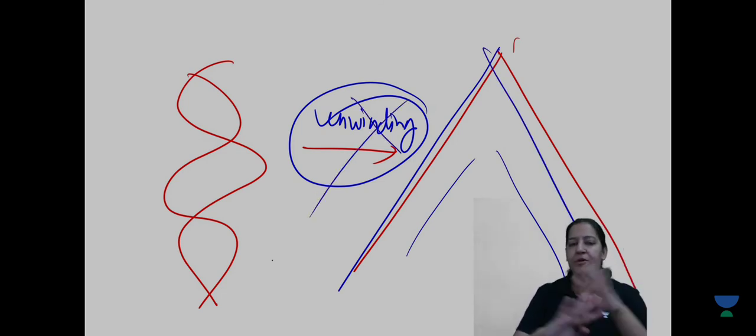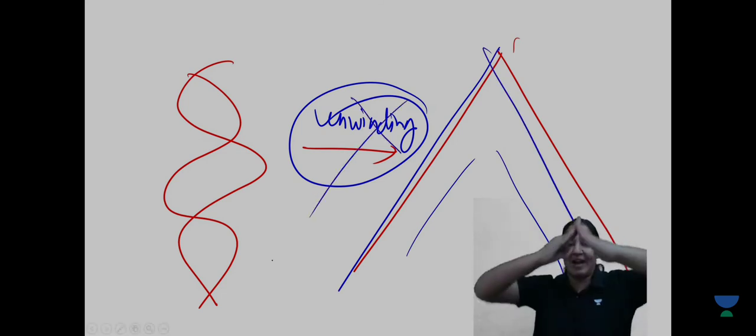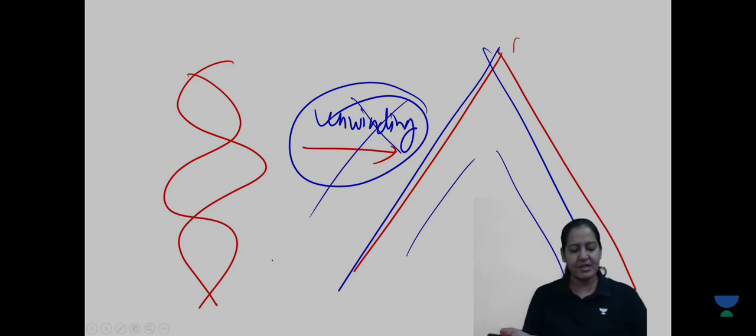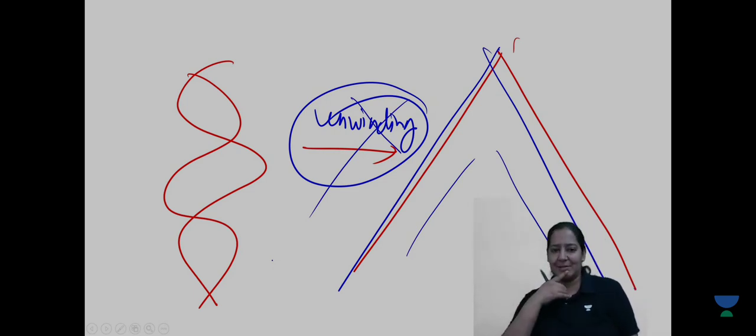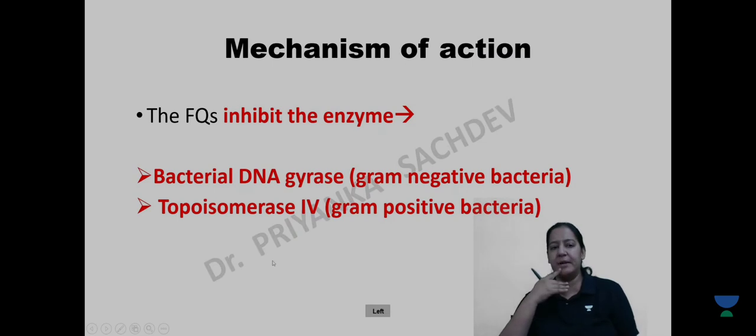If unwinding is not possible, replication is not possible. The first thing you have to do is separate the two strands. Is it? Yes or no? So how does unwinding take place? Which enzyme is responsible for unwinding? For unwinding, two enzymes are responsible.